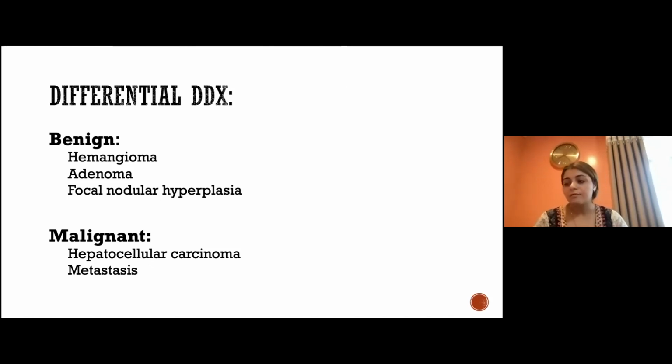The differential diagnosis of a liver lesion in cirrhosis would be benign or malignant. In benign, you'll have hemangioma, adenoma, and focal nodular hyperplasia. In malignant, you'll have hepatocellular carcinoma and metastasis. And the way to differentiate between benign and malignant is to do IV contrast imaging.